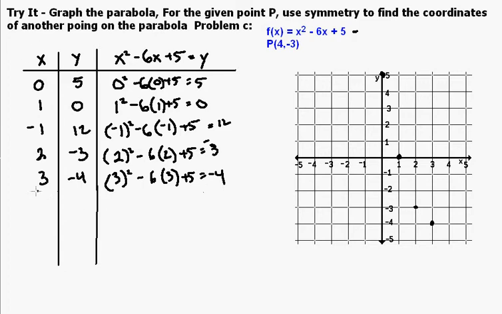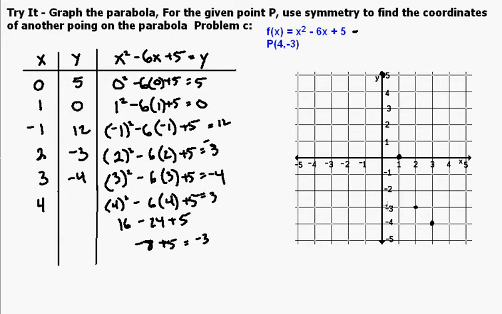Okay, so let's try 4. So here I have 4 squared minus 6 times 4 plus 5. That's 16 minus 24 plus 5. 16 minus 24 is negative 8. Negative 8 plus 5 gives me negative 3. So it looks like we turned right here. So it looks like this is the vertex right here.